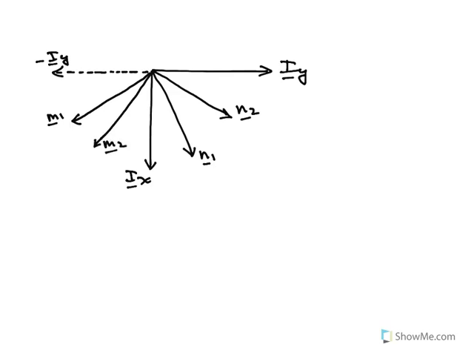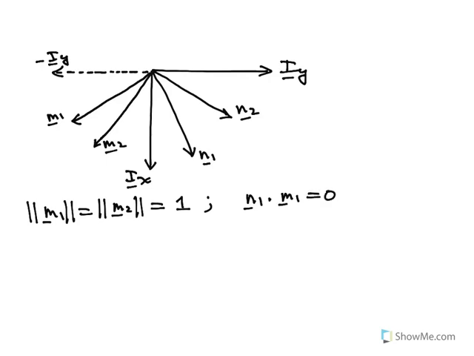Now, what's important about these two vectors is I'm going to assume, even though the lines of nodes are not unit vectors, so N1 and N2 don't have unit magnitudes, I'm going to make M1 and M2 be orthogonal to N1 and N2 respectively, such that they're both unit vectors. So we're going to say the magnitude of M1 is equal to the magnitude of M2, which is equal to 1. And it's also going to be the case that N1 dotted with M1 is 0, and N2 dotted with M2 is also 0. That just makes them orthogonal to those lines of nodes.